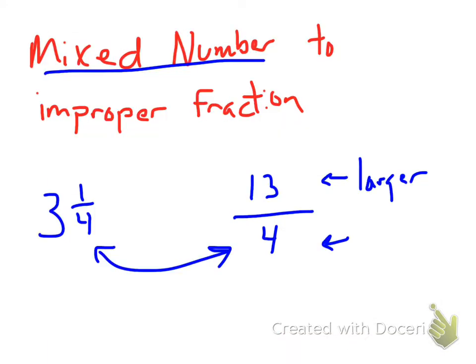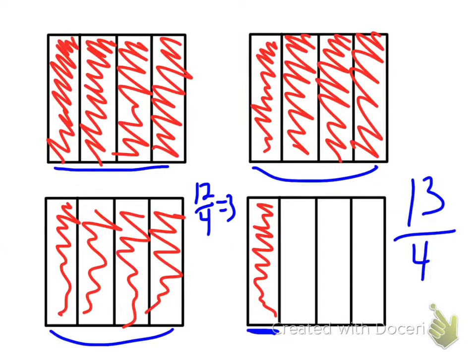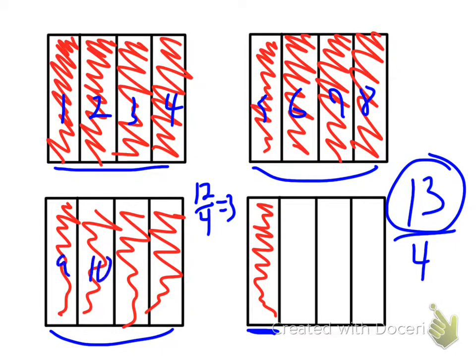So if I think of 3 and 1/4, that turns into 13/4, because if I divide all of that up into fourths, that's how many fourths I have. I have 13 of them. 1, 2, 3, 4, 5, 6, 7, 8, 9, 10, 11, 12, and 13.